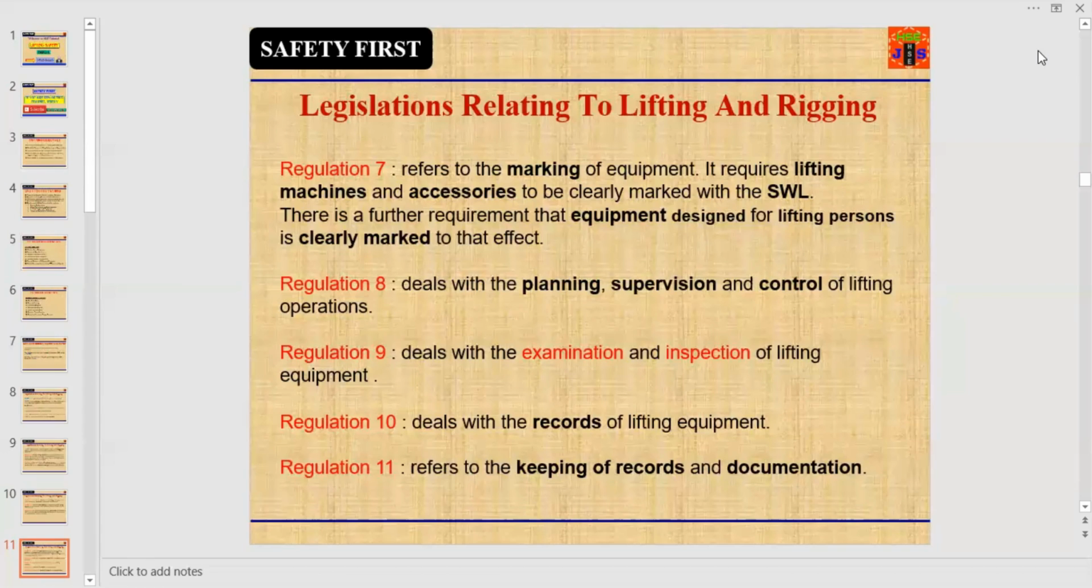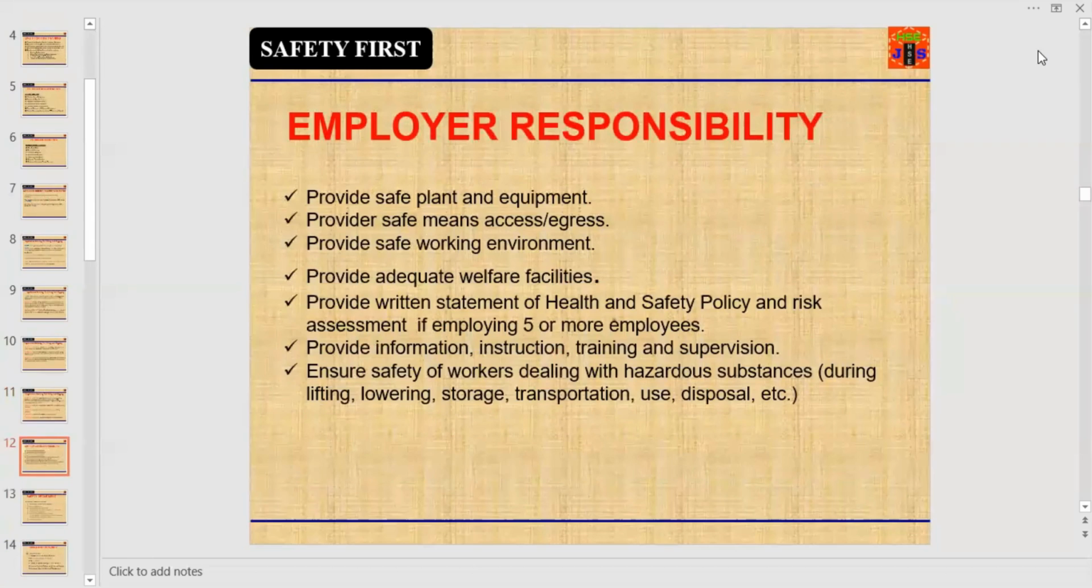Dear friends, this was a short introduction of LOLER, the Lifting Operations and Lifting Equipment Regulations 1998. Regulations 1 to 11 were discussed for your knowledge and update. Let us discuss the employer responsibility, because lifting is one of the critical and hazardous activities.